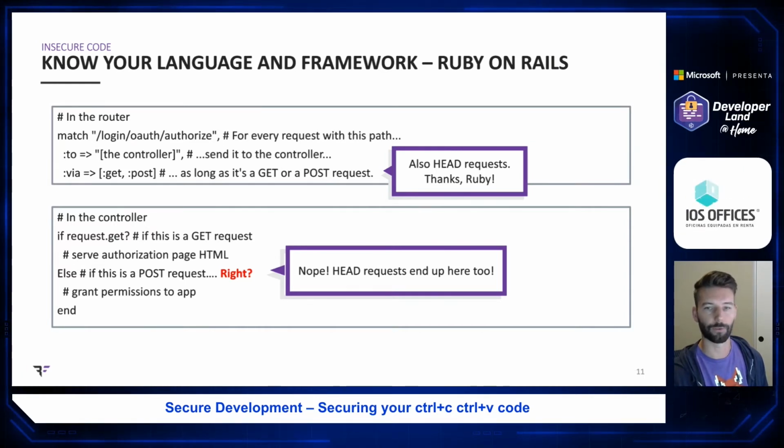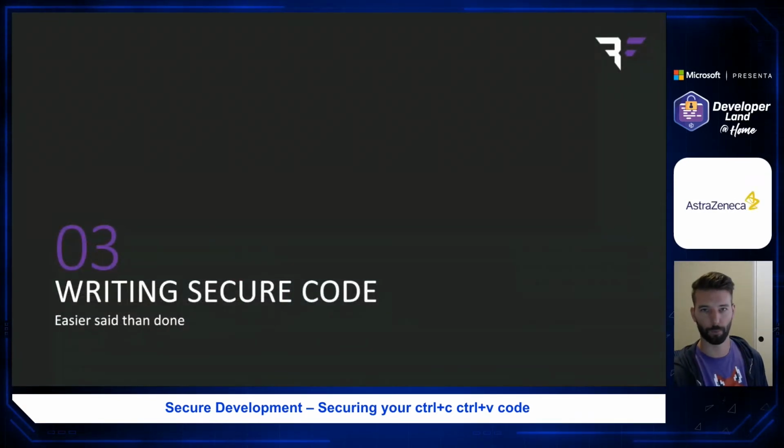So by sending a head request to this endpoint, the user can bypass the OAuth flow. That was a serious vulnerability that was introduced because of the way that Ruby on Rails deals with head requests. So let's talk about how to secure your code a little bit more.